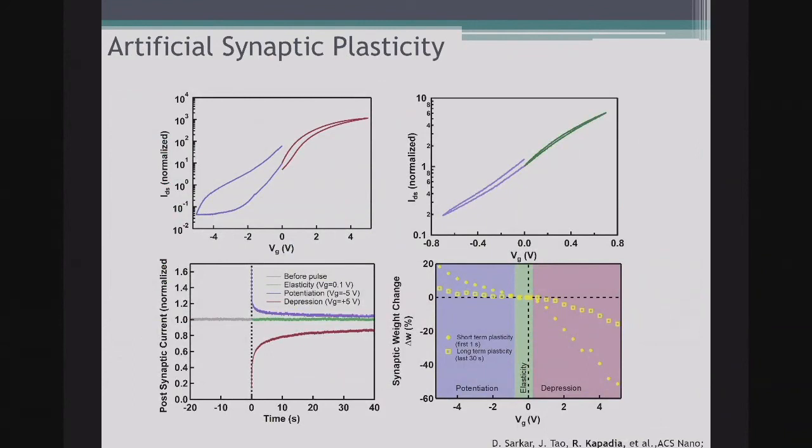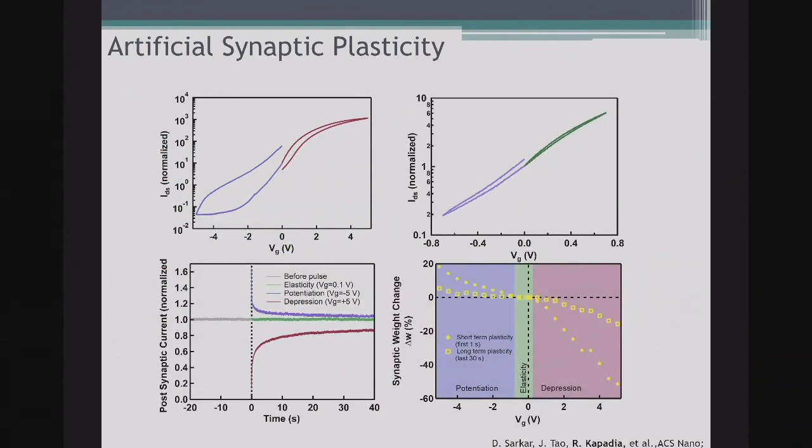Which means, can we create them such that gate voltage pulses to our transistors can be converted into decaying memory signals? Can we actually do that? And then can we have some control over that such that there's potentially short-term decays, long-term decays, just like what happens in our synapses?